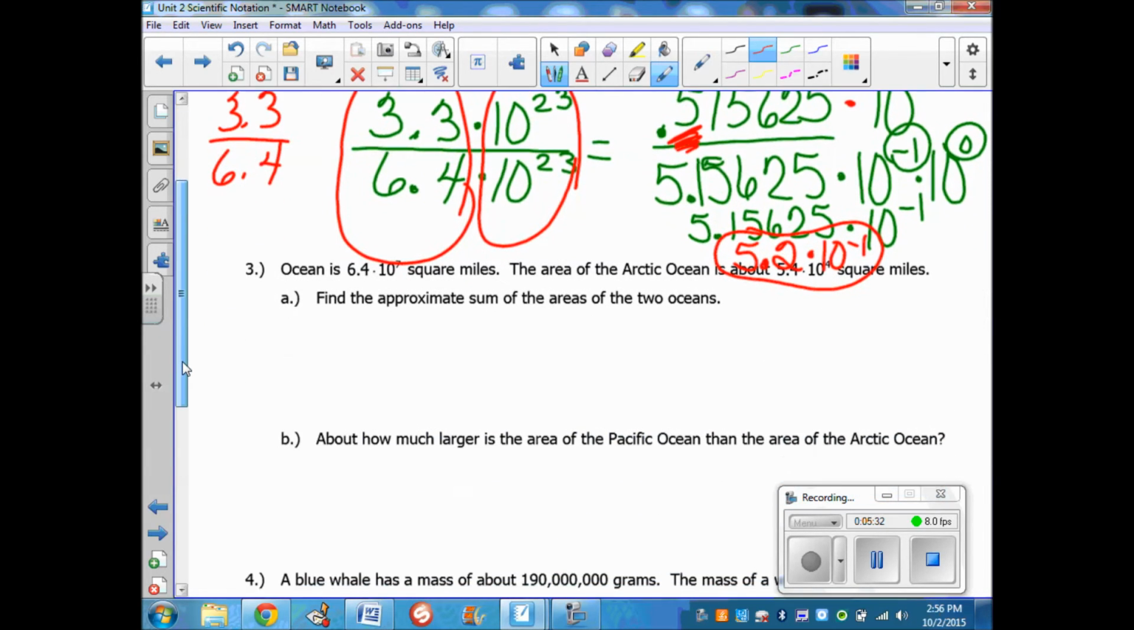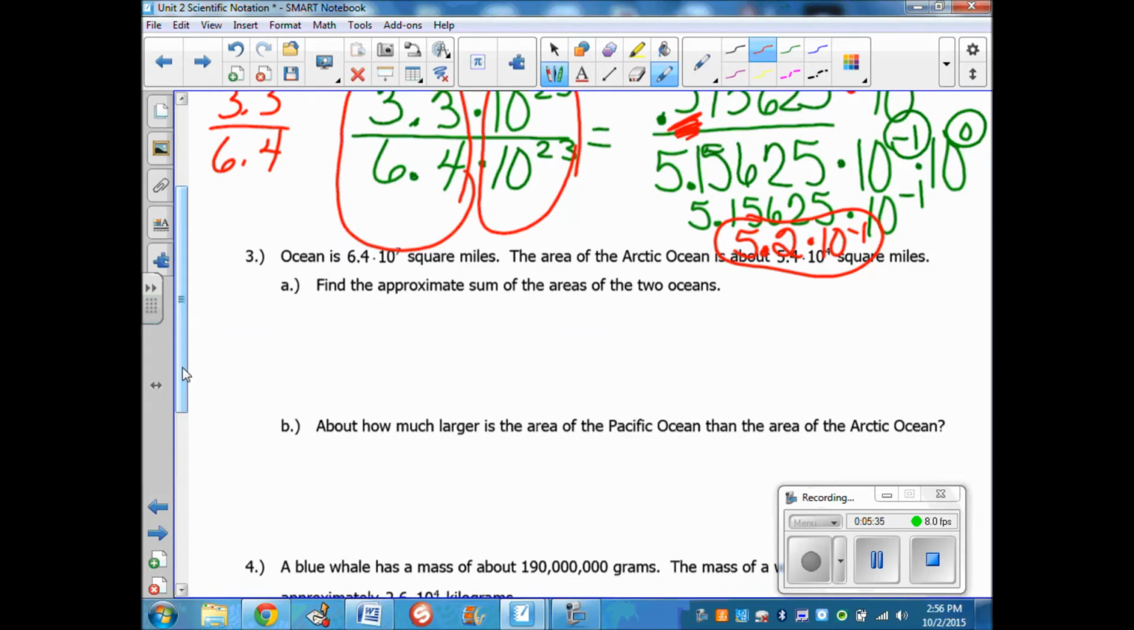Number 3 says, there's a couple words missing there, so I'm going to fill those in. And it's the Pacific. I don't know what happened to those 2 words, they got cut off. The Pacific Ocean is 6.4 times 10 to the 7th square miles. So there's an important piece of information. The area of the Arctic Ocean, okay, is 5.4 times 10 to the 4th. I'm going to erase this one so we can see.